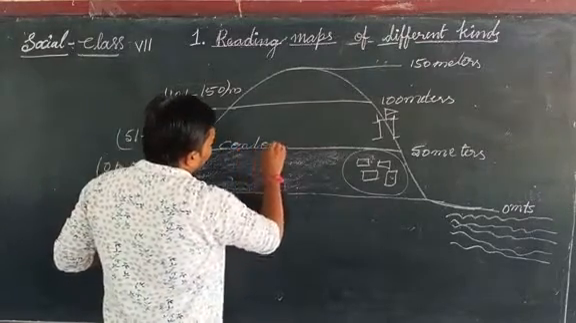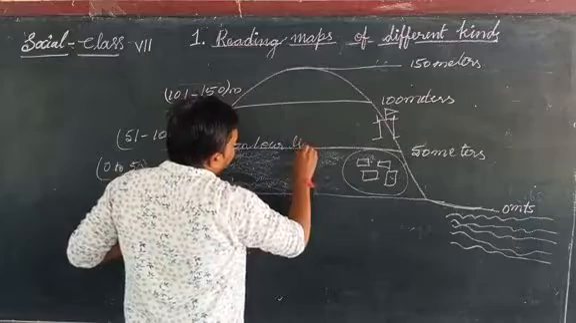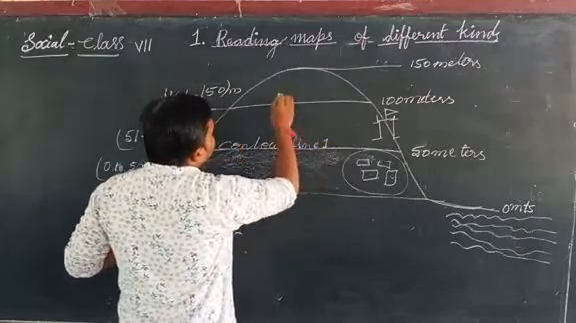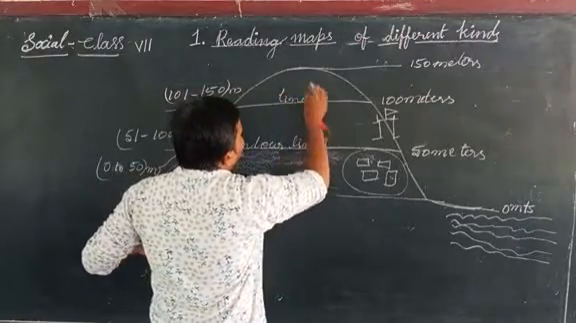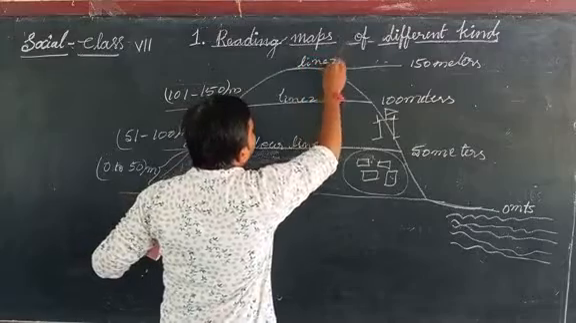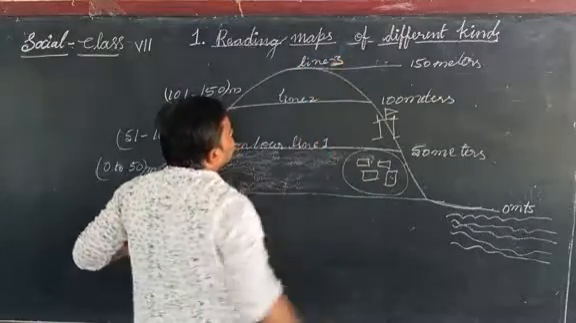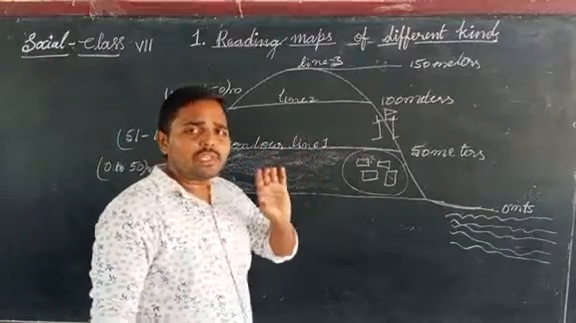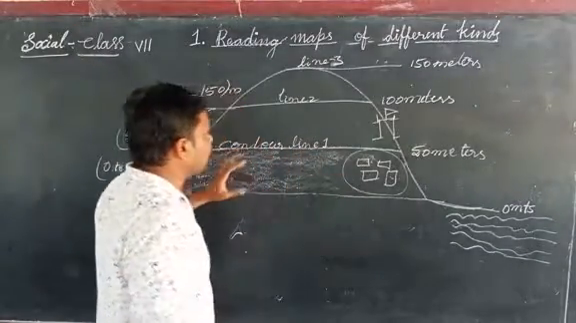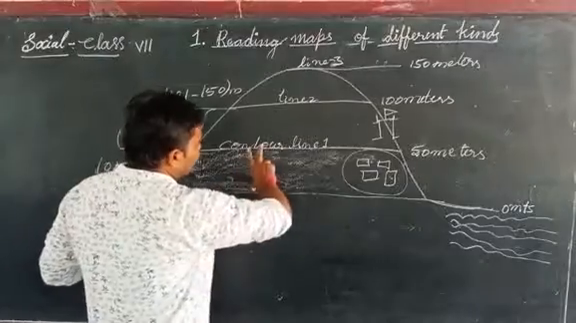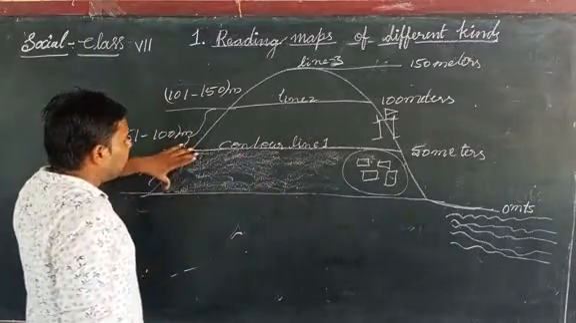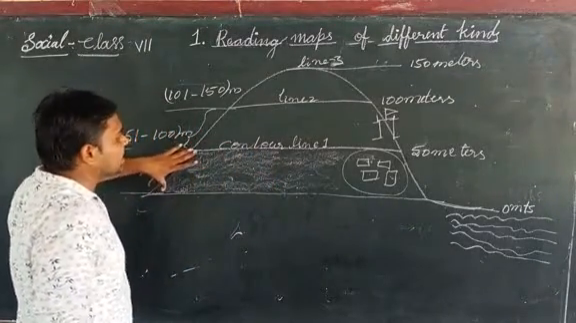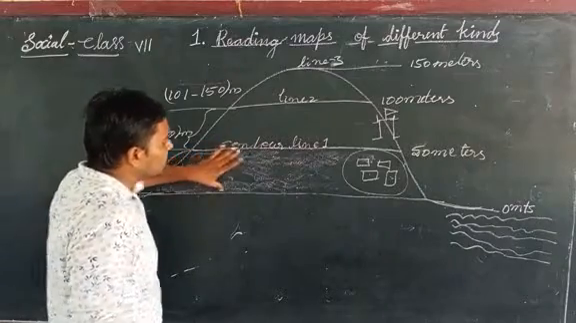Contour line 1, line 2 and line 3. Just now we have discussed that contour lines are the lines which join equal heights on the map. Equal heights on the maps. This is the 50 meters range of contour line.